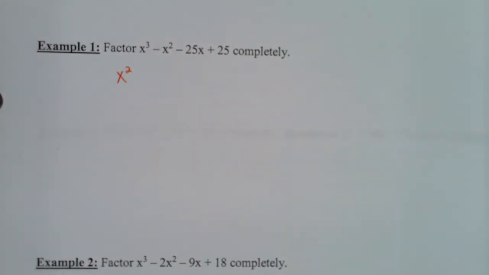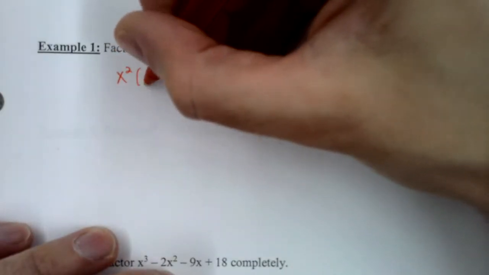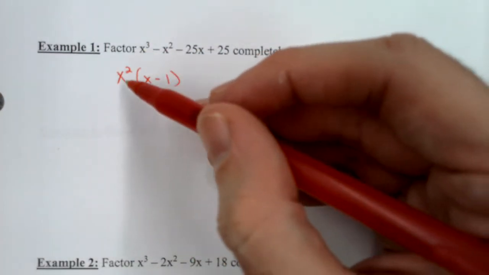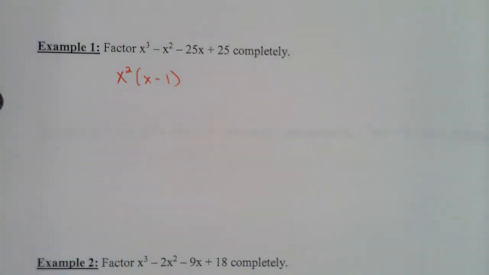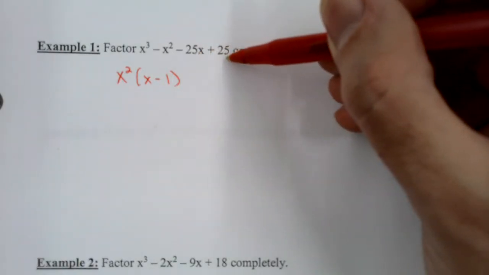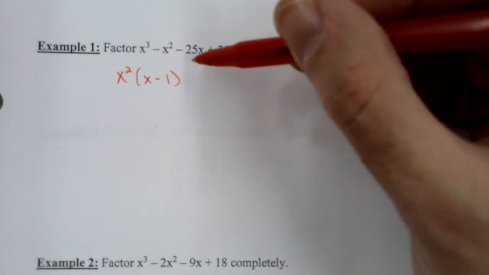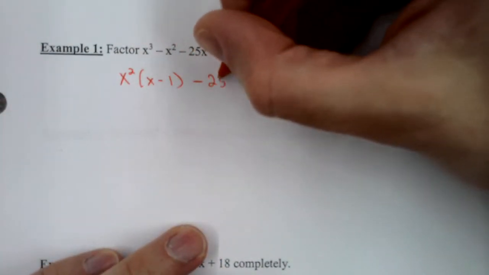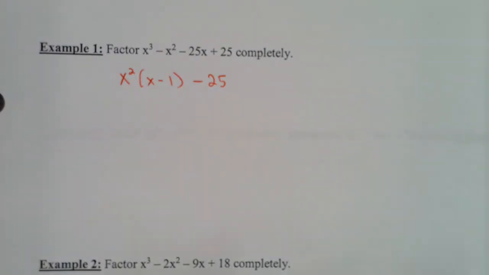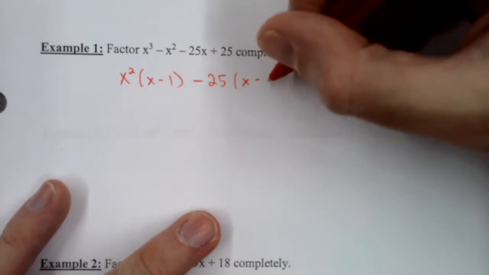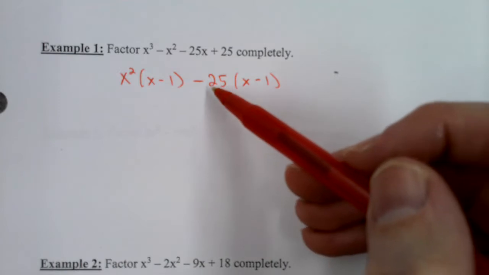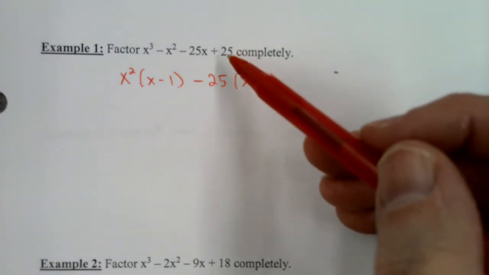So when I take out the common factor of x squared from the first group, it leaves me with x minus 1, because x squared times x is x cubed, and x squared times negative 1 is negative x squared. I'm going to group these two terms together, and I'll take out the common factor of those two terms. And I'm actually going to take out a negative 25. I'll explain why in a minute. But when I take out a negative 25, it leaves me with x minus 1 in parentheses, because negative 25 times x is negative 25x, and negative 25 times negative 1 is 25.